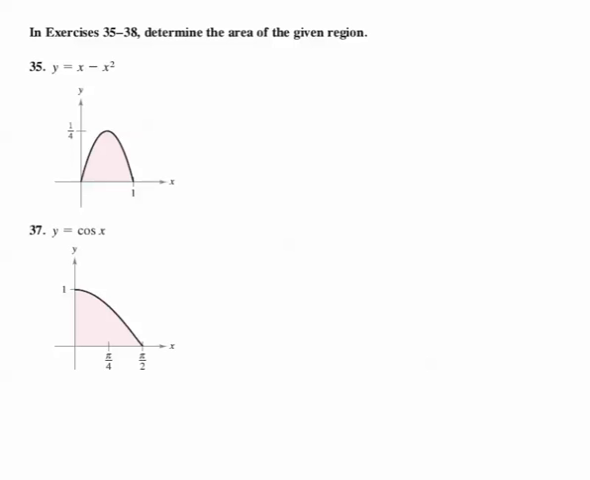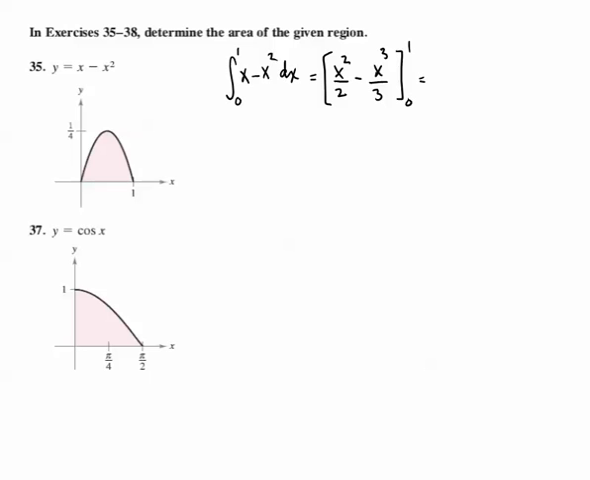So for number 35, we would have the integral of x minus x squared dx, and you can see that the limits of integration here will be from 0 to 1. And so that's all you need to do to set that up. We'll find the antiderivative of x. That becomes x to the second over 2. The antiderivative of x squared is x to the third over 3. And again, that's from 0 to 1.